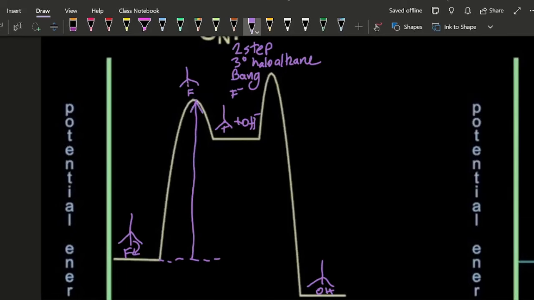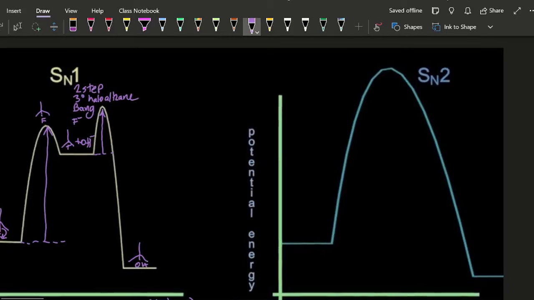And then the second step has a much lower activation energy. So that will be faster. Looking at SN2, well, SN2 is a one-step process. That makes sense. It's only got one bump there. And it's to do with primary haloalkanes. Just looking at the opposite of what I wrote before. And that's the slow step. So there's only one step.